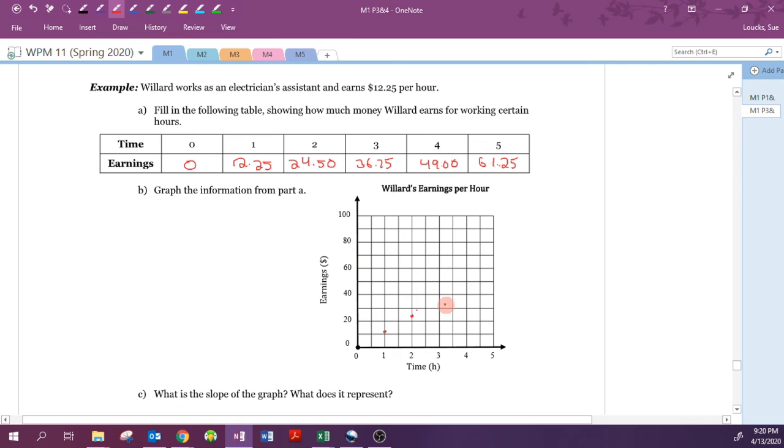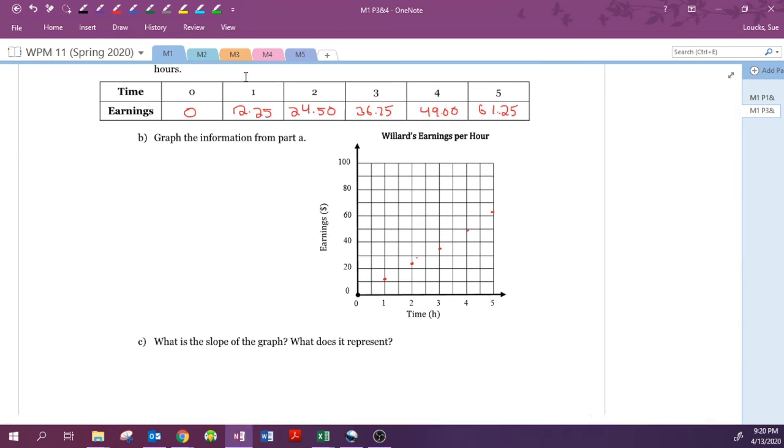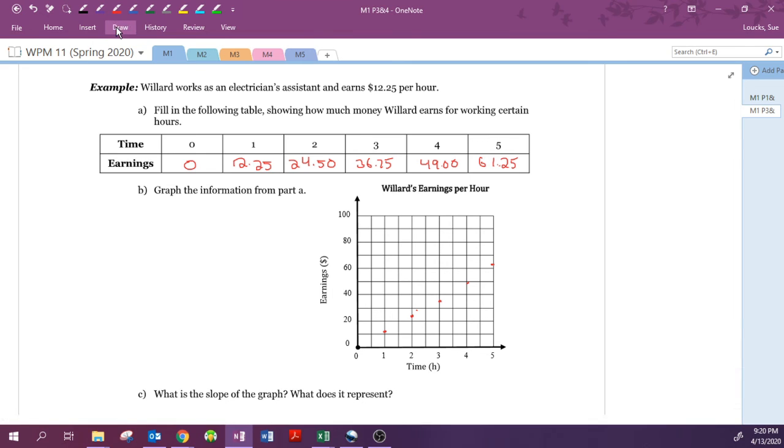Sorry, the computer doesn't like dots or circles. 4 is $49, so just a hair below the 50 line. And 5 hours is just a little bit over the 60 line there. Okay, and then we can draw our line through those points. Now this should be a perfectly straight line with all the dots on it, but sometimes we can't do it perfectly. Oh, I did not do a bad job. When the graph is like this, it's hard to do. It was hard to graph those points on the grid that we were given, but that's okay.